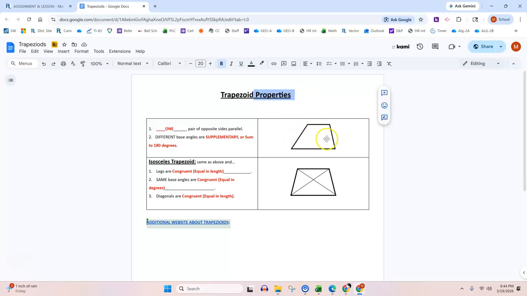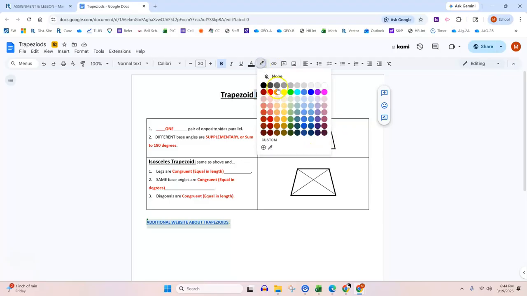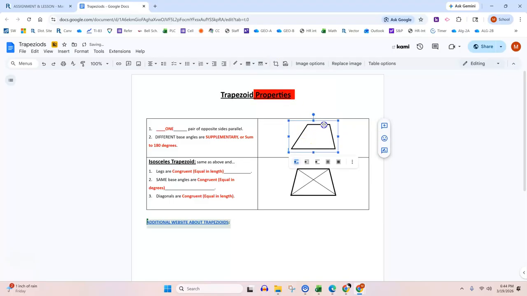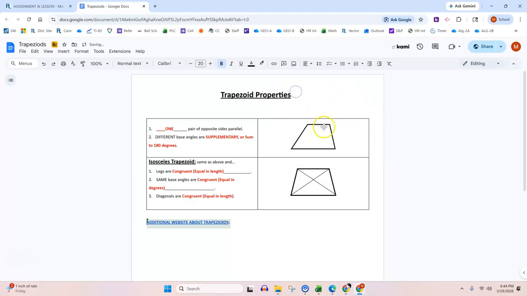Again, this is a trapezoid here. This side here is parallel, and this side's parallel, so let's go ahead and mark that. So this side, oops, I guess not. That's not going to work. Okay, so this side and this side are parallel, and this side and that side are the legs. Okay, so again, what we know is that one pair of opposite sides, these two right here, are parallel. Different base angles are supplementary.